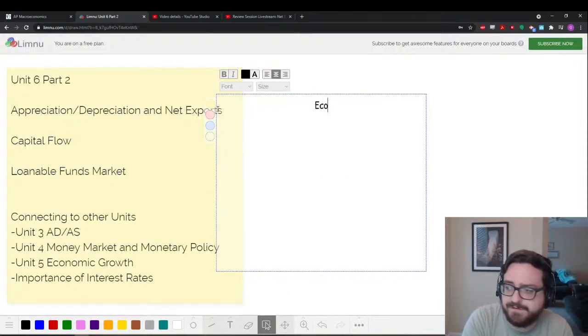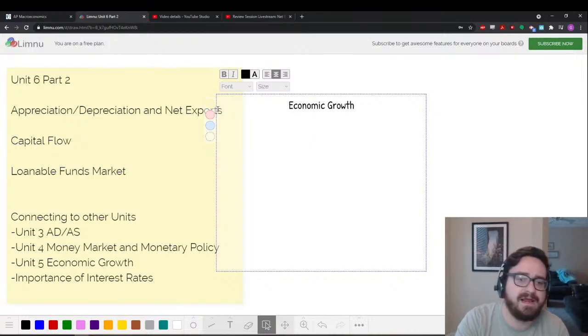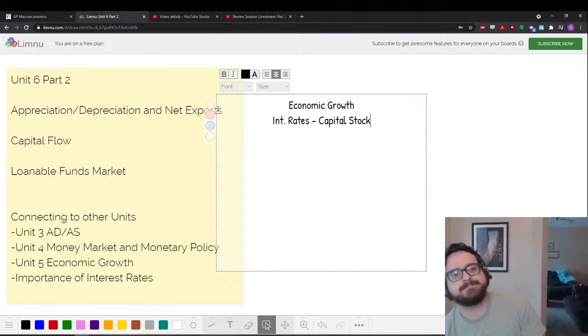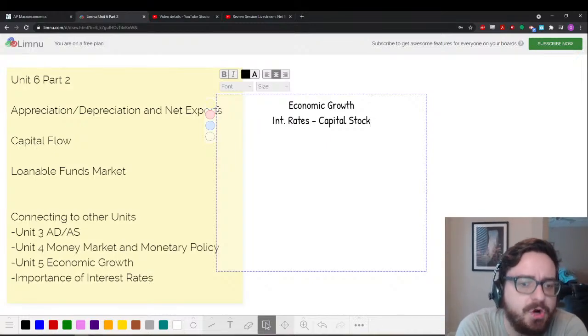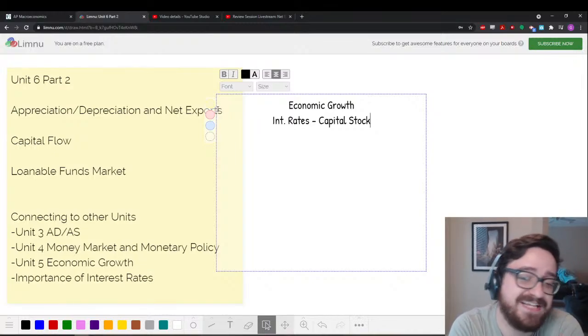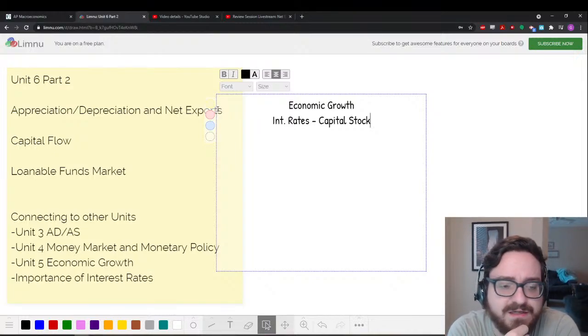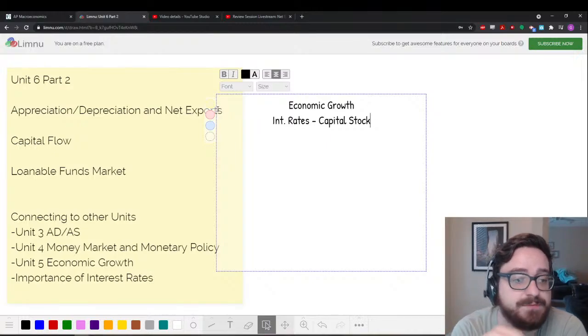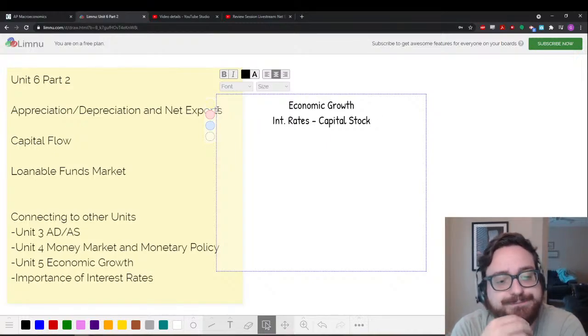For Unit 5, the big topic I can connect to there is economic growth, although I can also connect to the Phillips curve through aggregate demand, aggregate supply stuff from Unit 3. But for economic growth, interest rates again. Interest rates and how they lead to capital stock. So remember that capital stock, the total amount of capital in your economy, is driven a lot of times by investment spending. And because investment spending and interest rates are inversely related, all of this interest rate talk for this unit would be affecting that economic growth. Having a lower interest rate can lead to more investment spending, more accumulation of capital, and more growth.